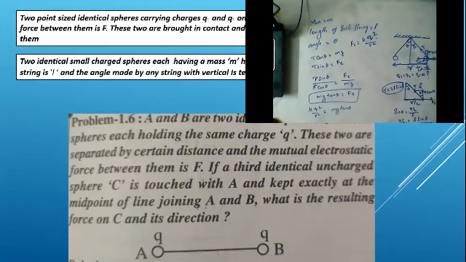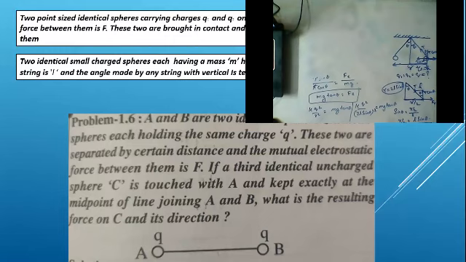Now we can write k Q square by (2L sine theta) whole square is equal to mg tan theta. Clear, guys? Now for our understanding, I am erasing the topmost portion. After this point, what we require is the Q value.